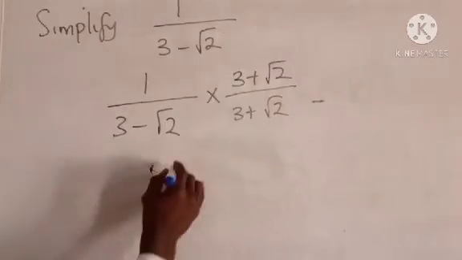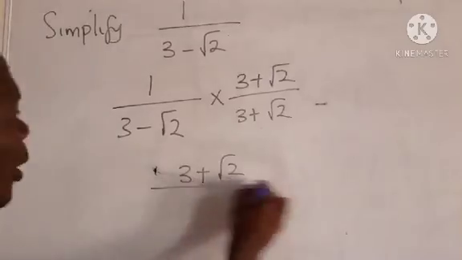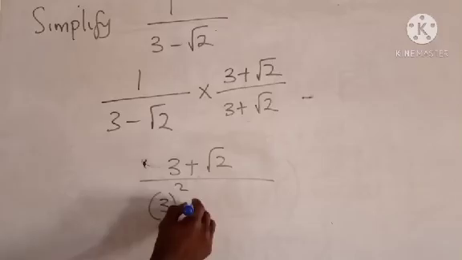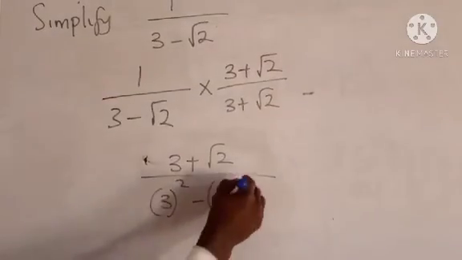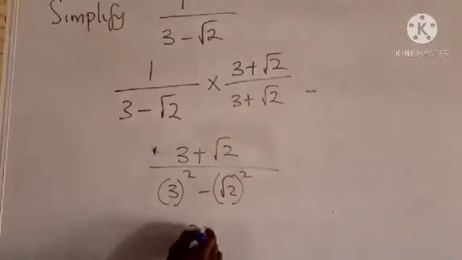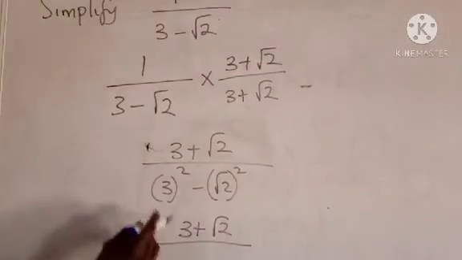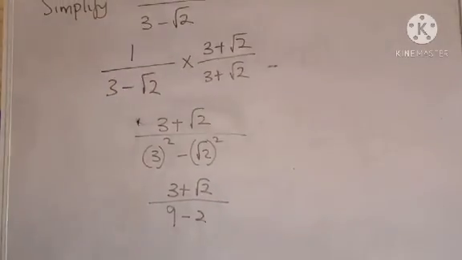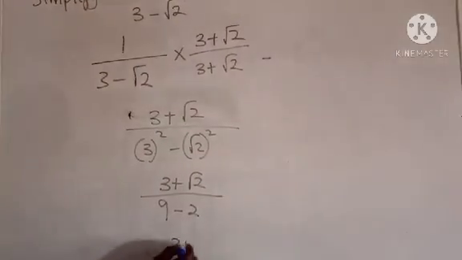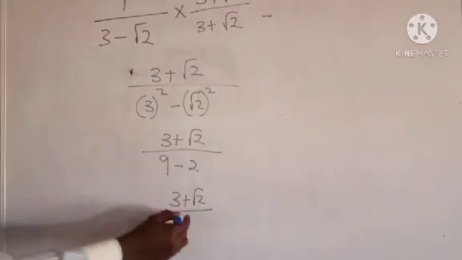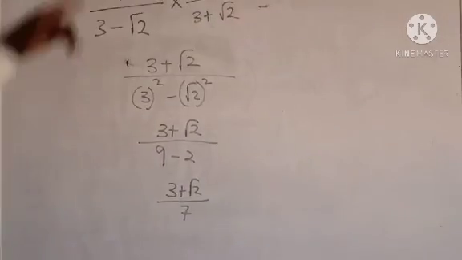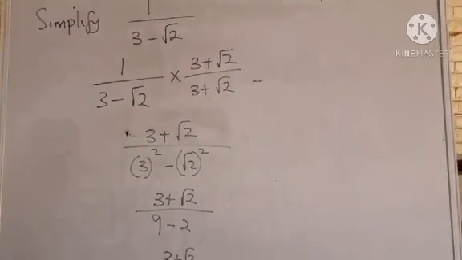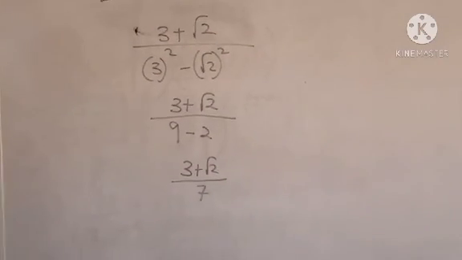1 times 3 plus root 2 gives 3 plus root 2. But because the denominators are conjugate, we employ the same concept, 3 squared minus root 2 squared, giving our numerator 3 plus root 2 over 3 squared, 9, minus root 2 squared, 2. 3 plus root 2 still remains 3 plus root 2, over 7. So when 1 over 3 minus root 2 is rationalized, what you have is 3 plus root 2 over 7.